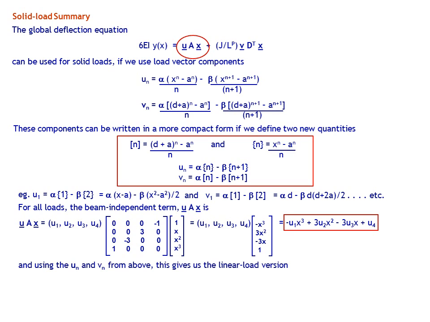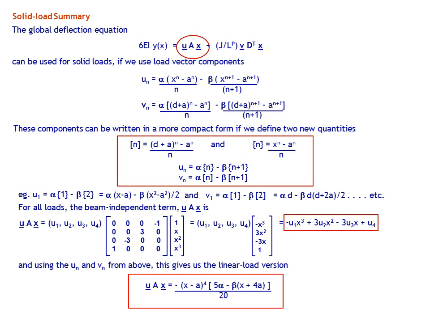If we substitute the values of un from above, which does contain alpha and beta, we can put UAX in the form UAX is equal to minus x minus a to the fourth power times 5 alpha minus beta into x plus 4a all over 20. This applies to linear loads only because of the presence of alpha and beta. This is really all there is to the theory behind the global deflection equation and to its use for multipoint and solid linear loads. Non-linear loads need to be treated a bit differently, as we'll see shortly, but apart from that, the rest is mostly application.